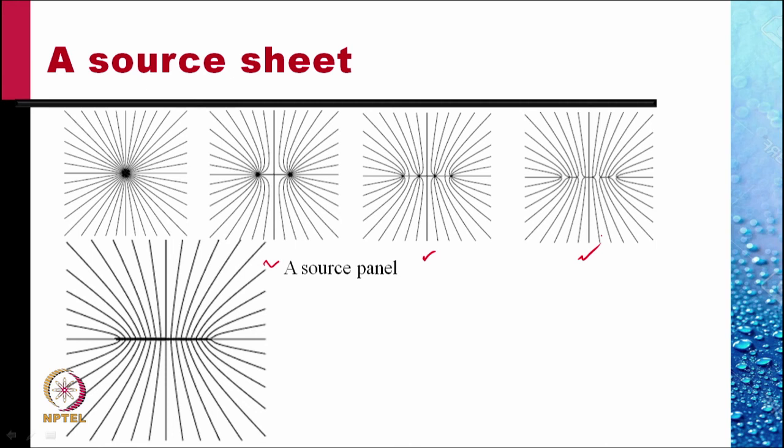The advantage of this source panel is that it does not have a singularity like the singularity we had in a source, because the velocity there varied like 1 over r. So as r tends to 0, there was a singularity. On the source panel, there is no singularity of that kind. We define lambda as a function of S to be the source strength per unit length over this source panel.